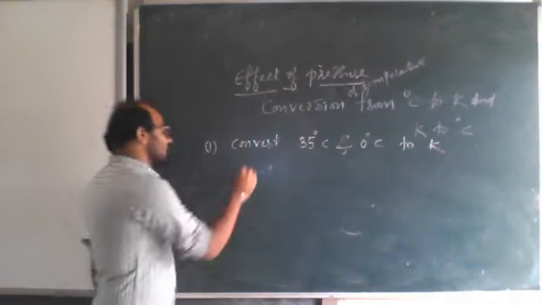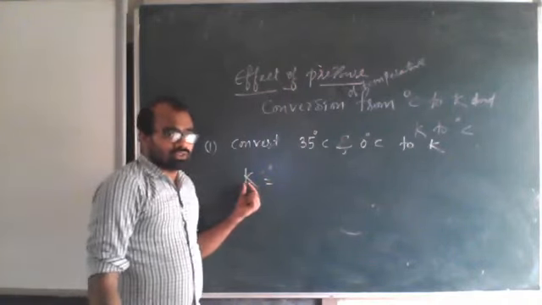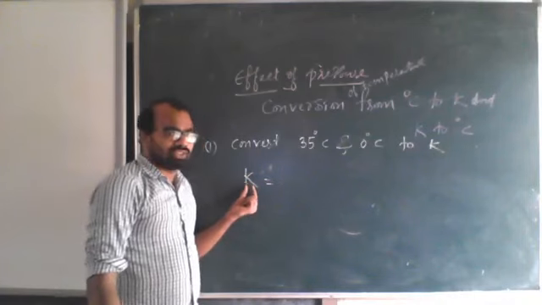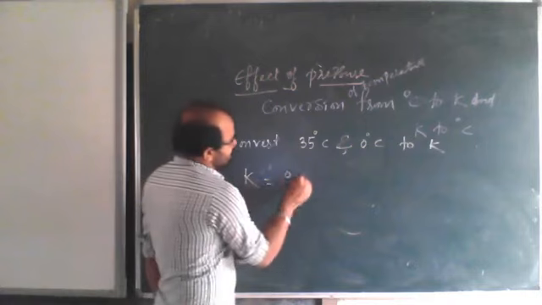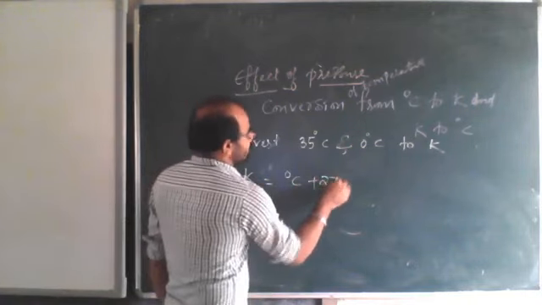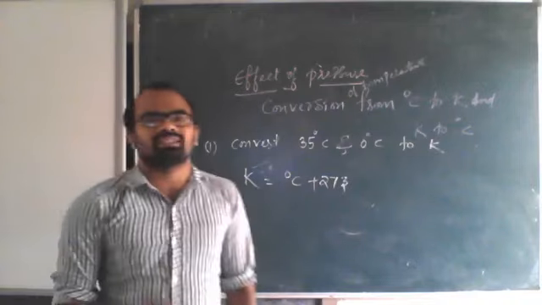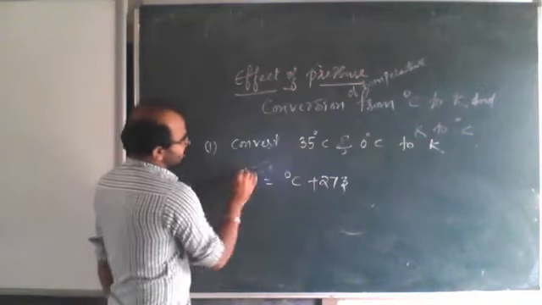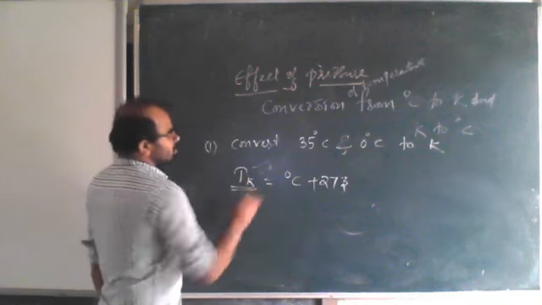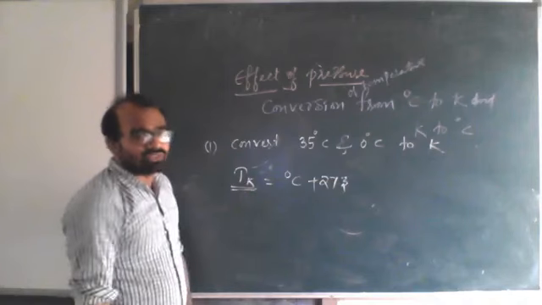So Kelvin is equal to, because you want temperature in Kelvin, that is K is equal to what is given in degree Celsius plus 273. This is the formula. K is equal to degree Celsius plus 273. That is temperature in K, or you can say TK.